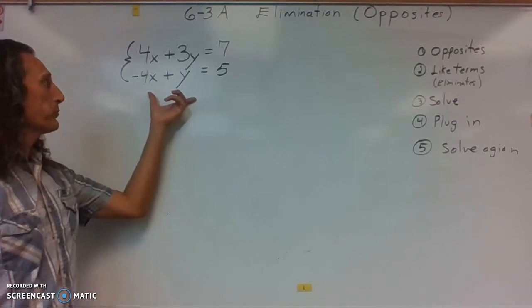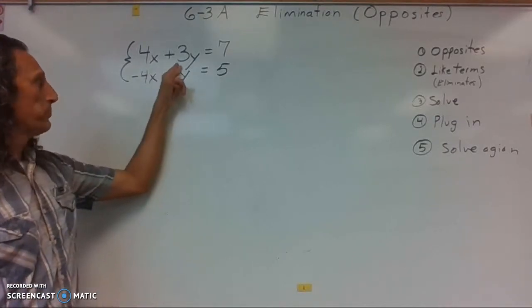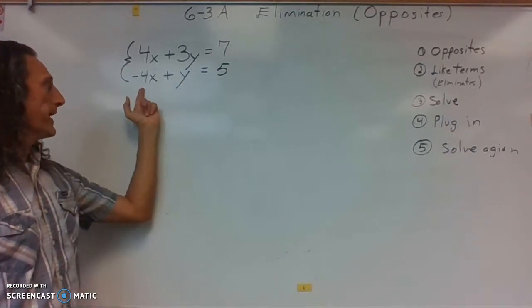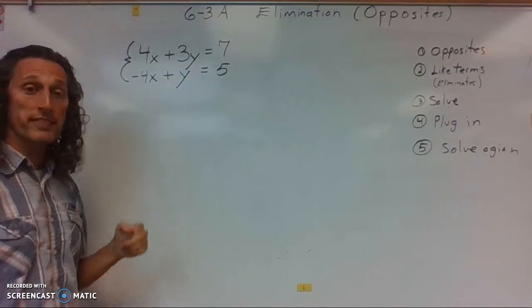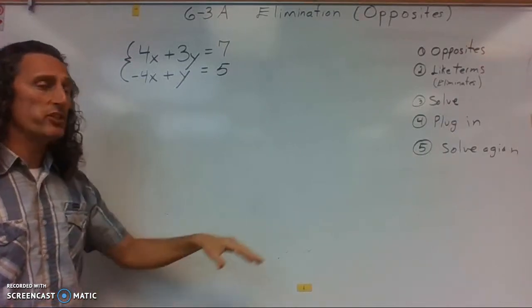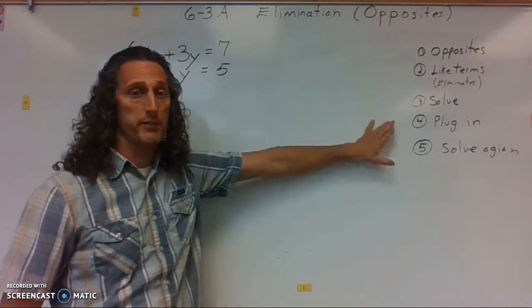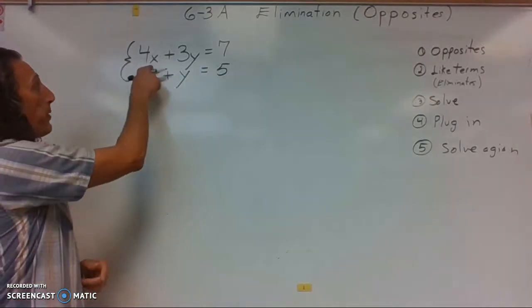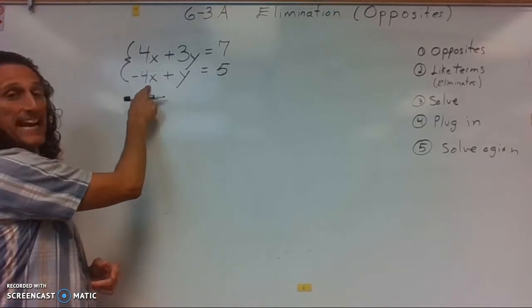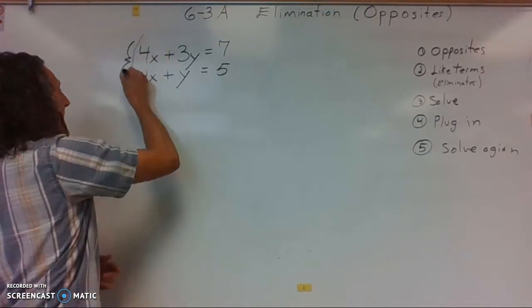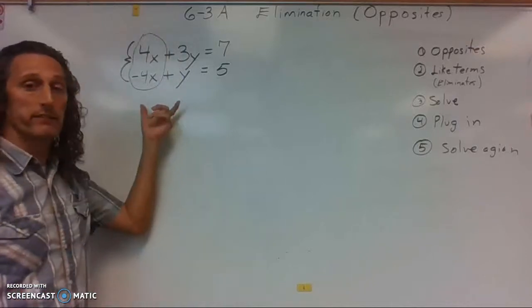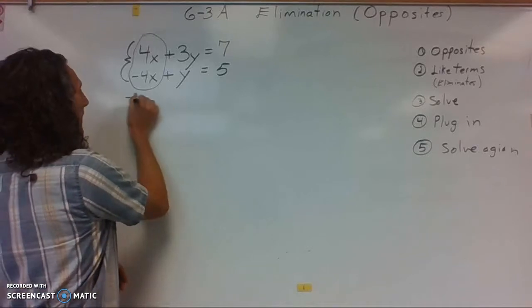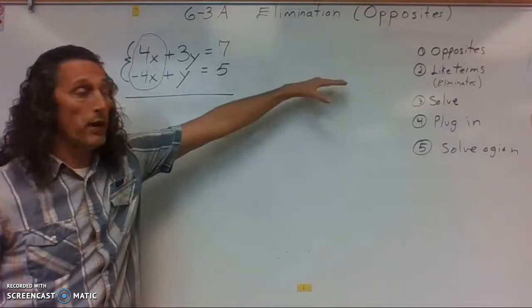All right, so here's our example 2. It reads 4x plus 3y equals 7. And then the second equation is negative 4x plus y equals 5. So there's our system of equations. And I just condensed our steps. But again, first step, always look for opposites. Well, that's a positive 4x, and that's a negative 4x. So this time, my x's happen to be my opposites. So circle your opposites.